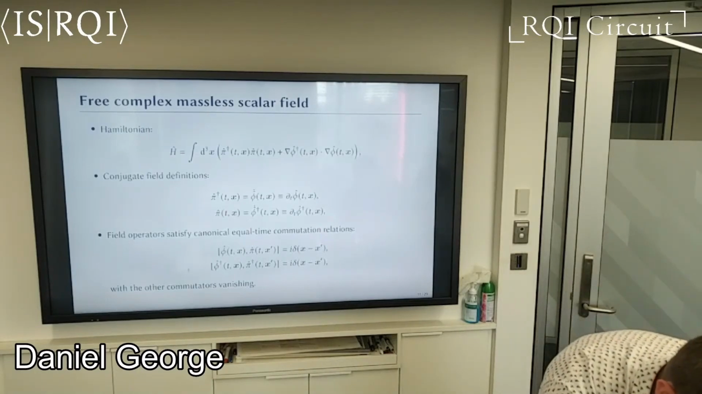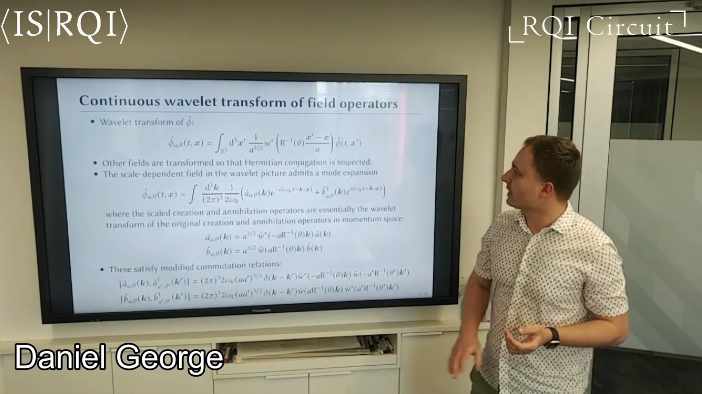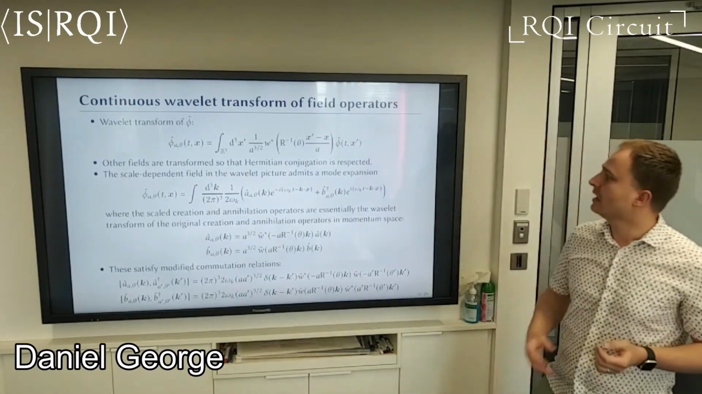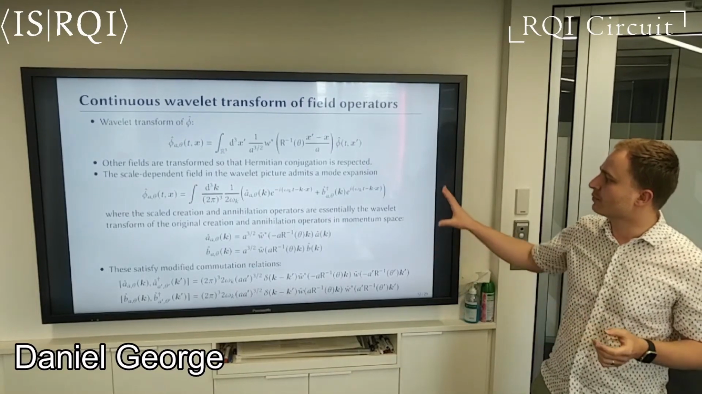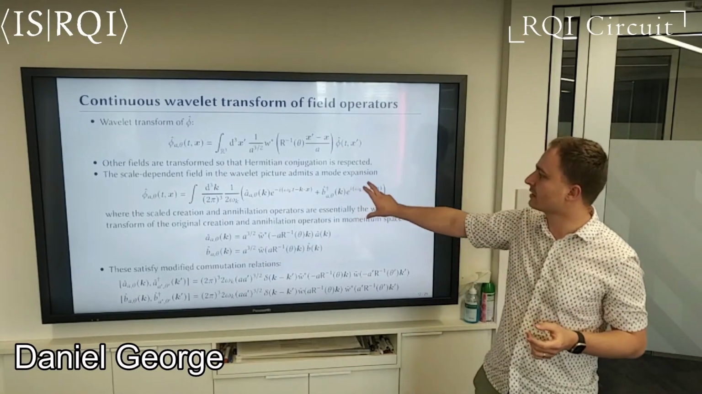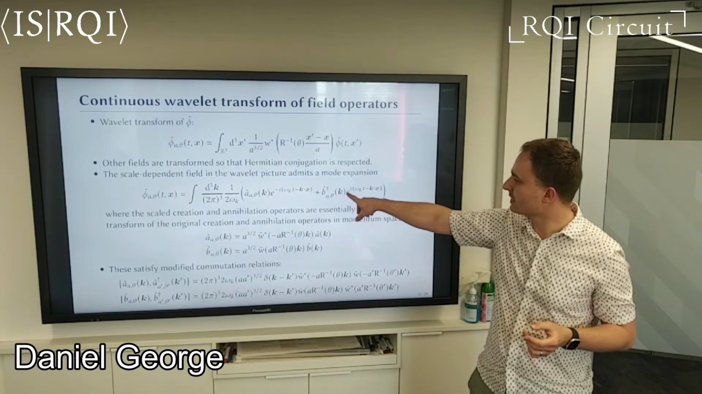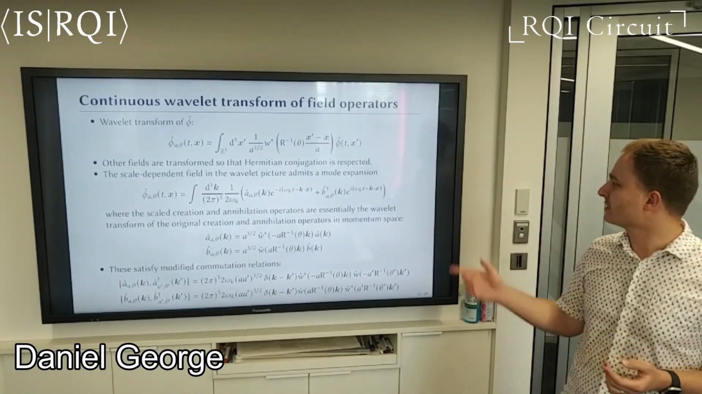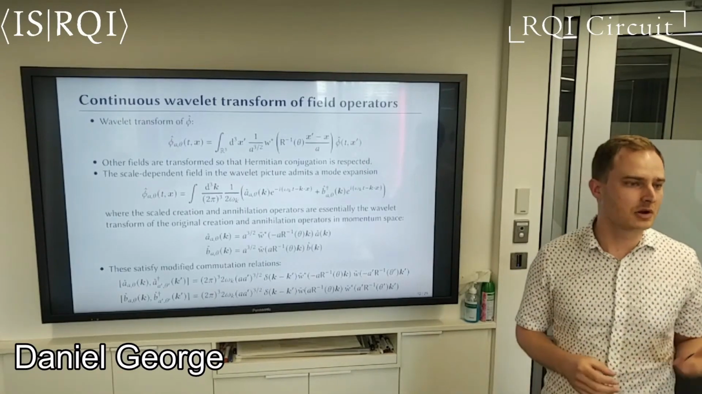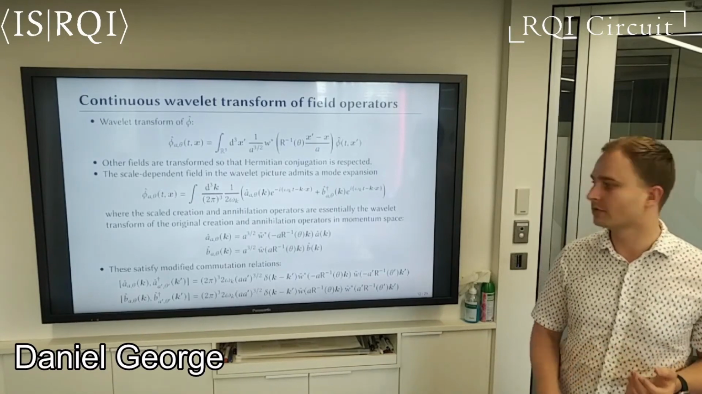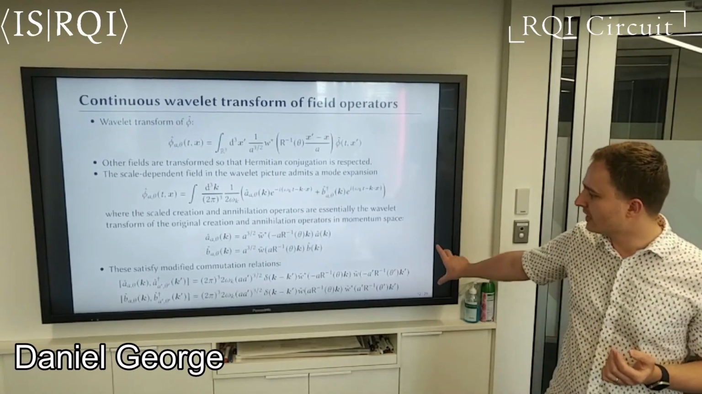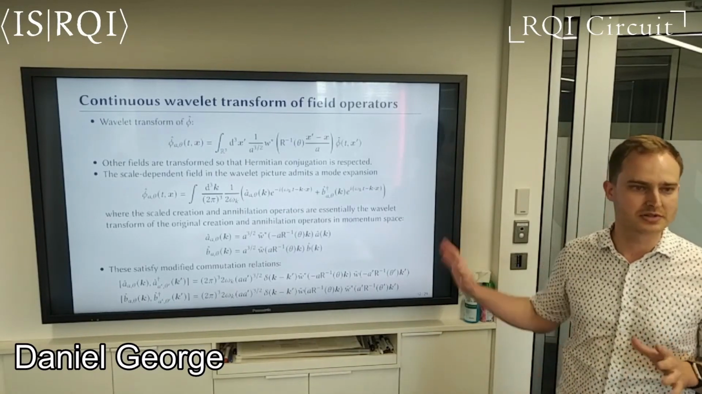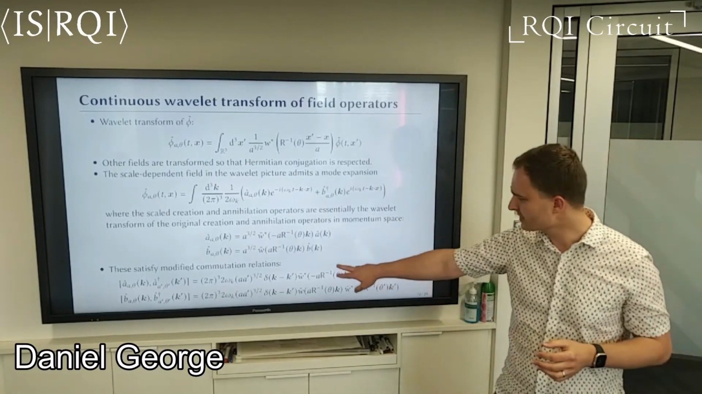After the wavelet transform, what we're doing is essentially applying the wavelet transform to our field operators phi hat, and then we can break that down in terms of an expression in terms of creation and annihilation operators, which are essentially the wavelet transform in momentum space of those particular operators. The commutation relations are modified, similar to the case that Dominic showed us earlier. It's a similar sort of situation. You've now got scale dependence.